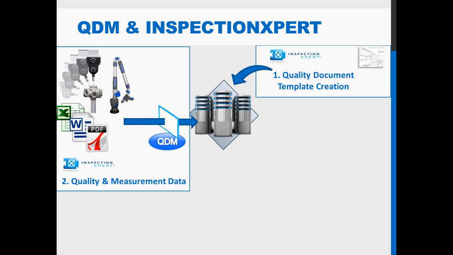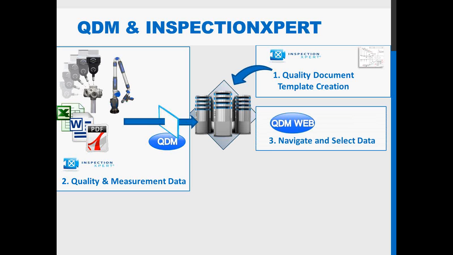You can see here a portable control arm, a CMM machine. You can also pull in, as I mentioned before, from an Excel document that's being manually entered in. So QDM can detect when updates are done to that document, automatically draw in the new information. With InspectionXpert, we can pull off your 2D drawings and your PDFs as well. So the information all comes into QDM along with the template.